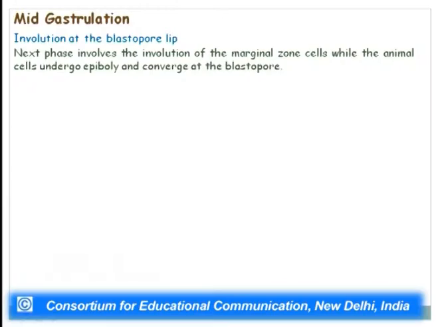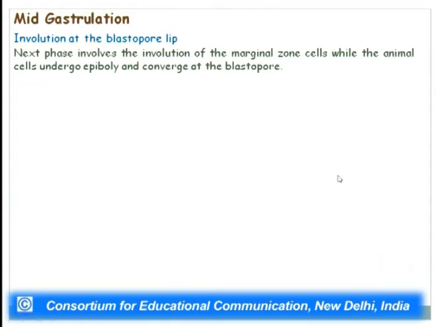Involution is when the cells start moving inside but start growing over or above or below another layer of cells which is lying there. So that kind of gastrulation movement is basically called involution. The next phase involves the involution of the marginal zone cells, while the animal cells undergo epiboly and converge to the blastopore. So we will follow this part individually.